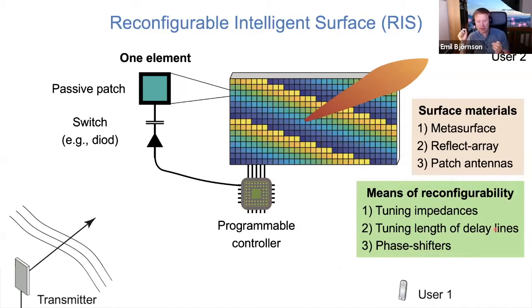So you can think about that the signal is coming into the element, then it has to sort of propagate along a delay line and then back again, and then it gets reflected. And by tuning the length of it, you can tune a delay, for example. And there is also the conventional type of phase shifters that people are talking about in millimeter wave communications that you could potentially use as well.